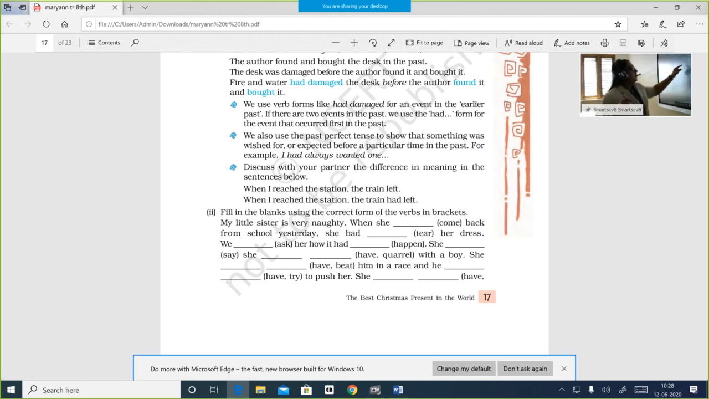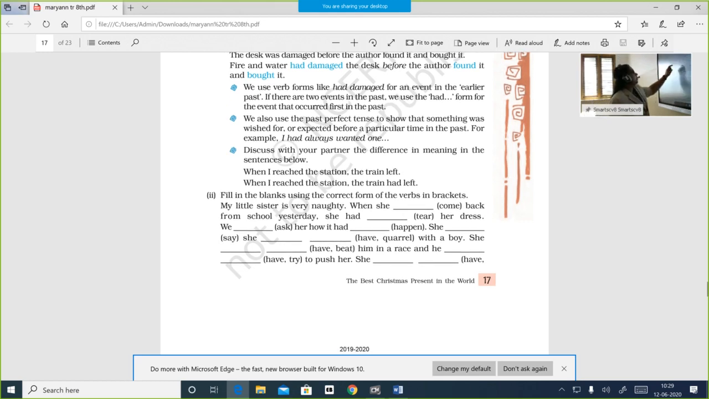In the first sentence, I reached the station, the train left. Both actions are taking place at the same time. The two past actions taking place at the same time. Just imagine in your mind, you reaching the station, the train leaving. Both actions taking place at the same time. Now, come to the second sentence. So interesting. I challenge you to understand this if you are intelligent.